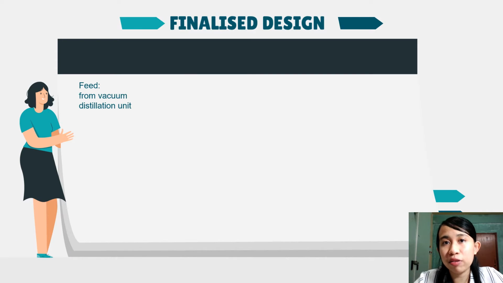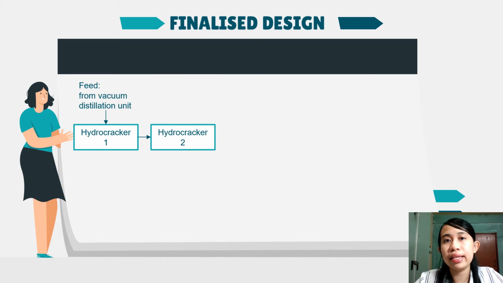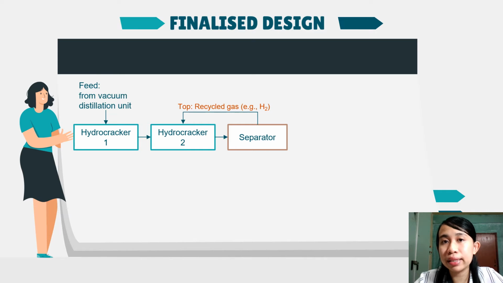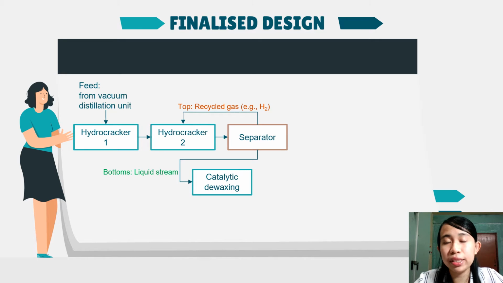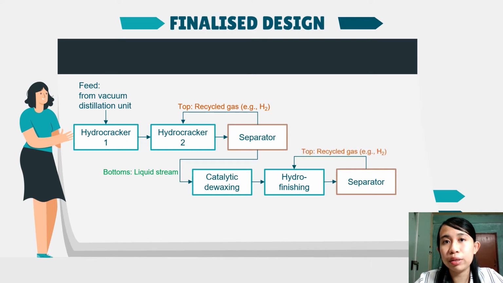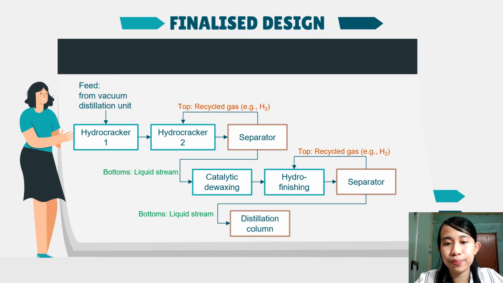Lastly, this is our finalized design where the feed enters the first hydrocracker and then the second before going through a separator where recycled gas will be returned to the previous reactor, and the other feed would enter the next reactor, which is catalytic dewaxing, and subsequently hydrofinishing. However, before it reaches the column, it goes through another separator. And lastly, group 3 products can be obtained.